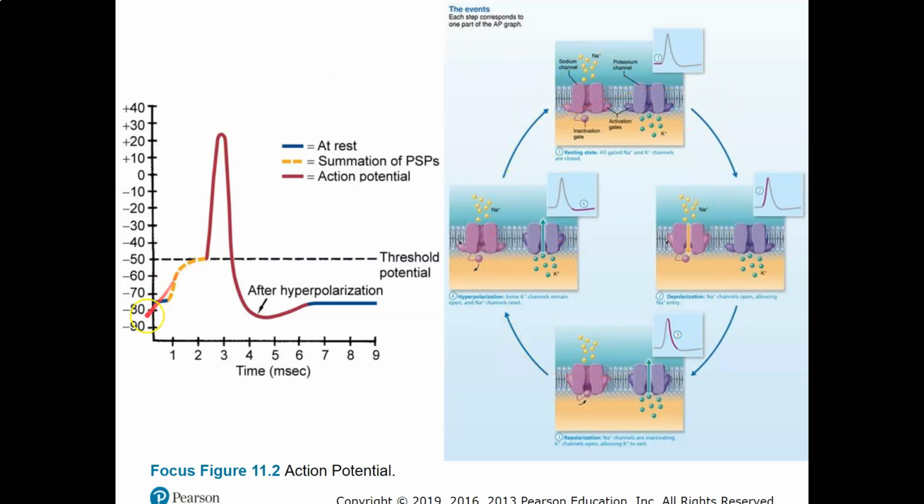There we go. So, graded potentials reach threshold. Then once we reach threshold, voltage-gated sodium channels open, causing the rapid depolarization. At the peak of the depolarization, the sodium channels inactivate, potassium channels open, the cell repolarizes, and then actually continues past and hyperpolarizes, and then the cell will eventually return to normal and be ready to send another action potential.